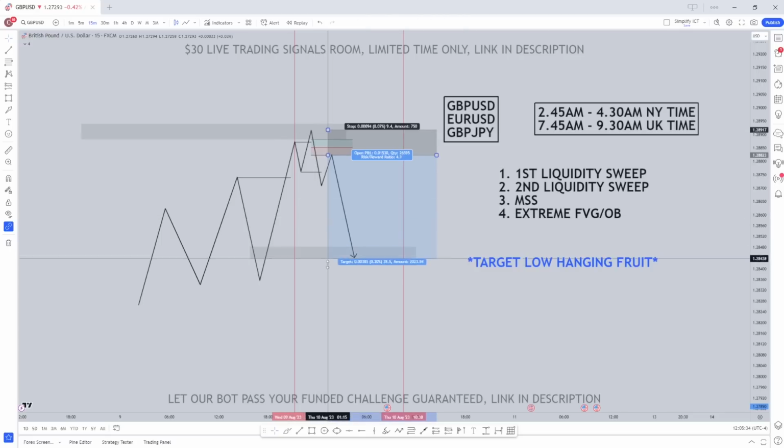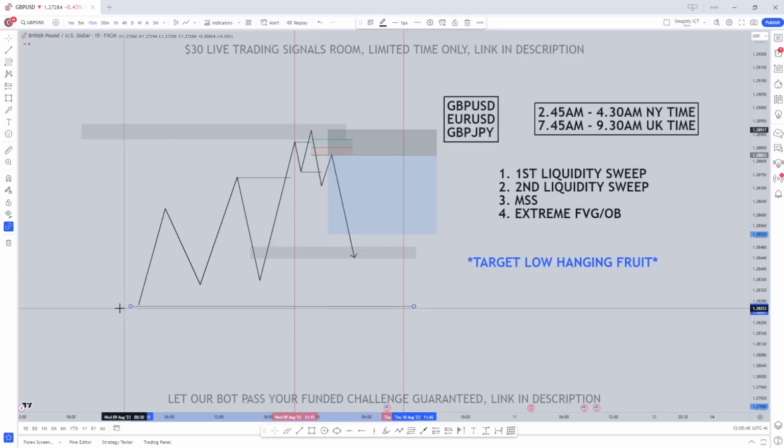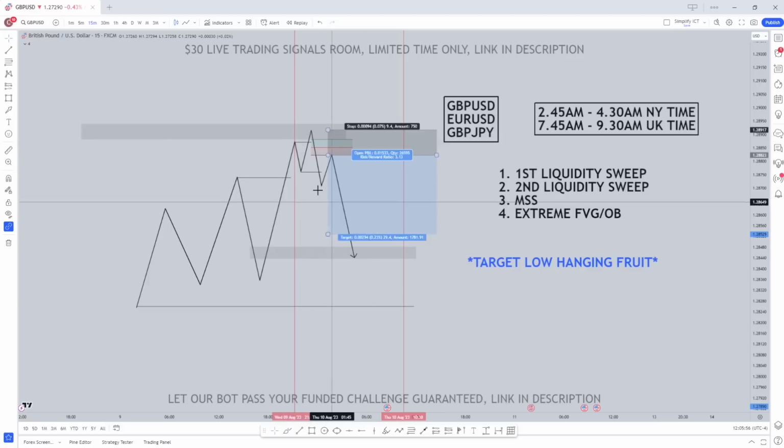Then simply we're going to target the opposing liquidity. Now, the mistake a lot of traders will make is that they'll target major lows, such as this low over here that's very far away from price. Now, although yes, there is liquidity resting below these lows, you can see that the market was trending bullish overall. So you don't want to go against the trend and then end up getting stopped out. So you want to target the low hanging fruit, like I said, right here.